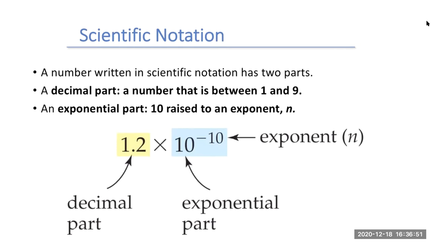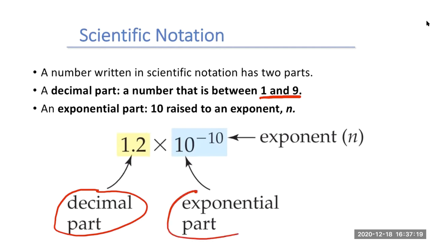So when we're doing scientific notation, our number has two parts to it. The first part is our decimal. The decimal part, that's our numbers that we really care about. And when we write the decimal part, we always write it as a number that's between 1 and 9. If it's any other number besides that, we can usually move the decimal to make it a number between 1 and 9.